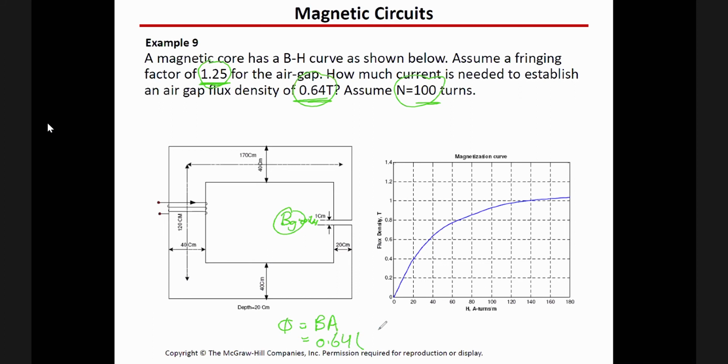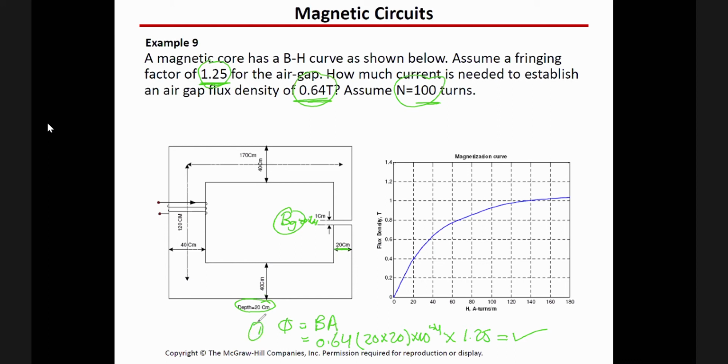The area of the core we can calculate, right? Because this is the width and the depth is given here as 20. So this is 20 multiplied by 20, 10 to the power minus 4, multiplied by 1.25, the fringing coefficient. This will give us the flux. So this is step number 1.